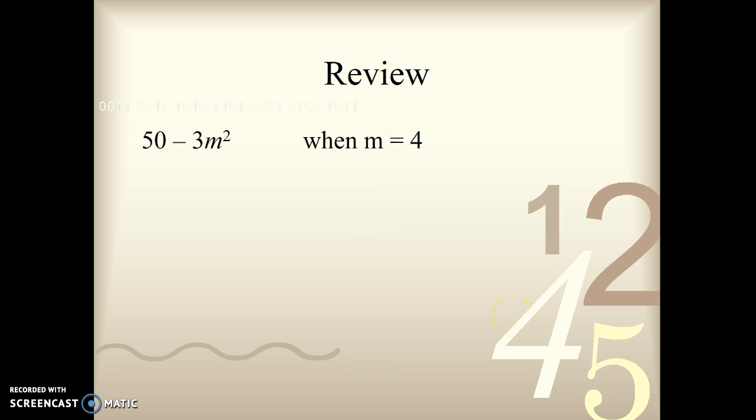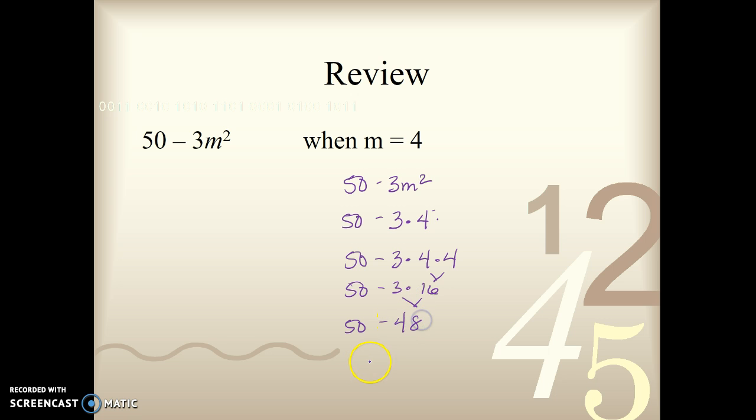All right, 50 minus 3m squared. Let's rewrite the problem. And let's substitute in 4 for the m. So now we have 50 minus 3 times 4 squared. Now let's expand the 4. And now let's start multiplying. 50 minus 3 times 16. And then we have 3 times 16 is 48, so 50 minus 48. And our answer is 2.